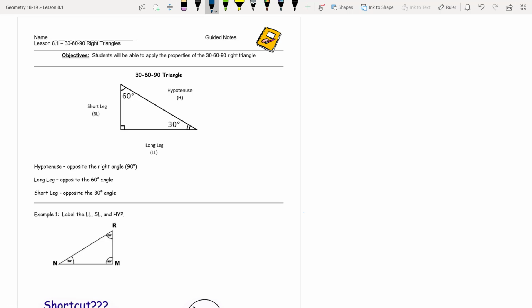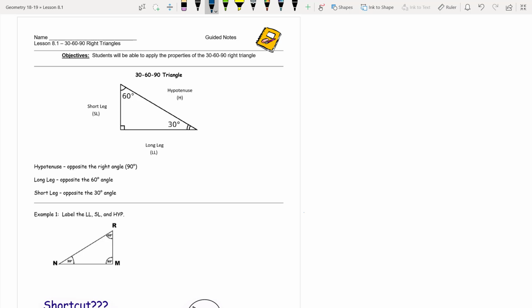Welcome back in for our third and final video for lesson 8.1. So we talked about how in a right triangle you can use Pythagorean theorem to find a missing side. And then I told you that there were two special sets of right triangles that had shortcuts to make life a little bit easier. We looked at the 45-45-90 right triangle, and now we're going to look at the other special right triangle, which is the 30-60-90.